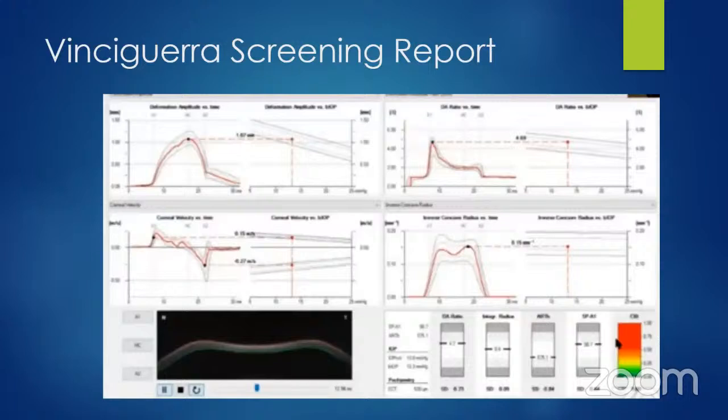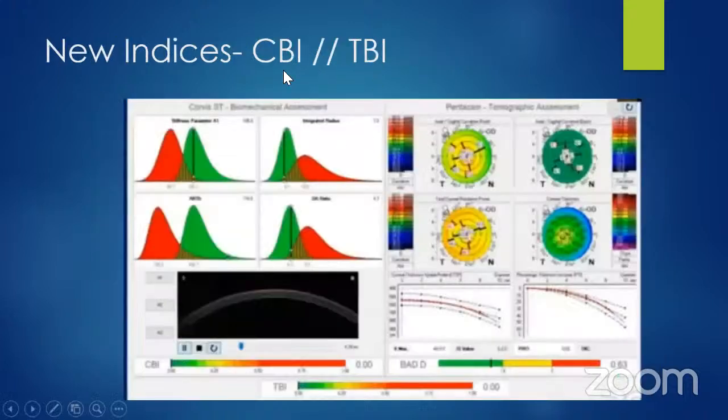And there is an indicator called the Corneal Biomechanical Index, CBI. Along with the BAD score, the Belin-Ambrosio Enhanced Ectasia display, when both are combined, what you get is a Tomographic Biomechanical Index, TBI. So now the Corvis is getting incorporated with the Pentacam that we did, and you get this score, which will be from 0 to 1.